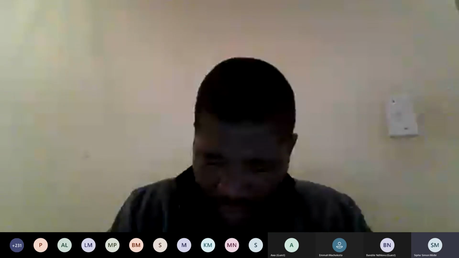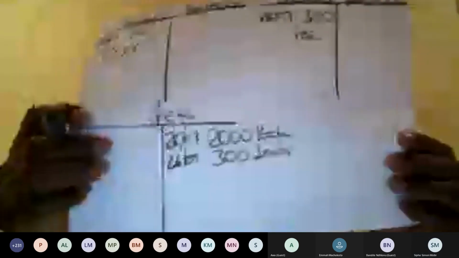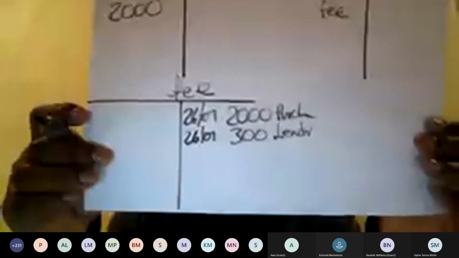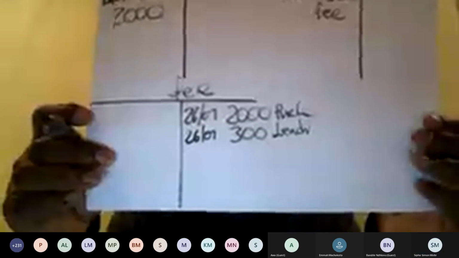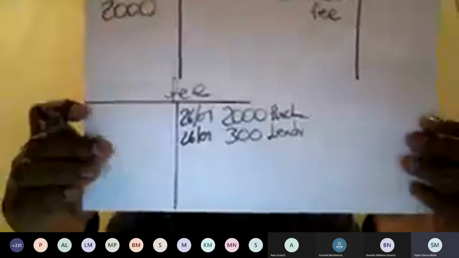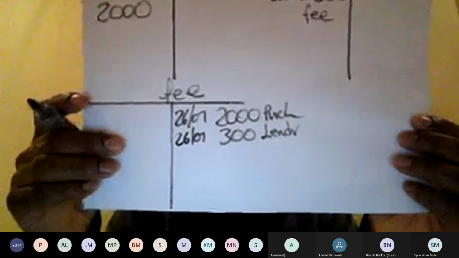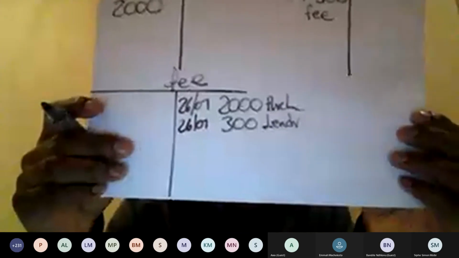The fee ledger is here. The same fee ledger that you have opened. You don't open a second fee ledger. Just underneath, you put the fee of 300 rands, lender. Then it tells you that that is the fee that you raised against the lender.